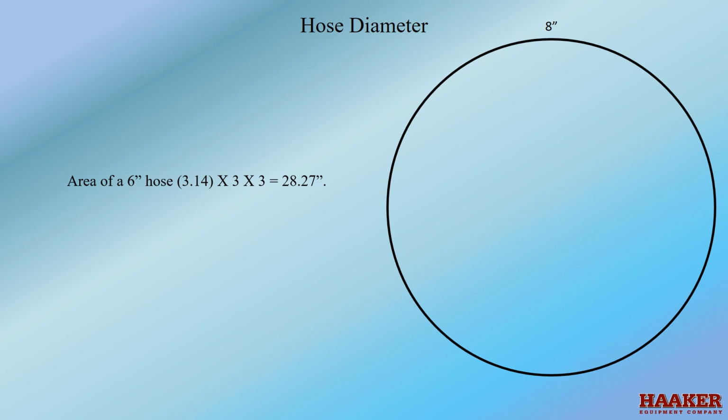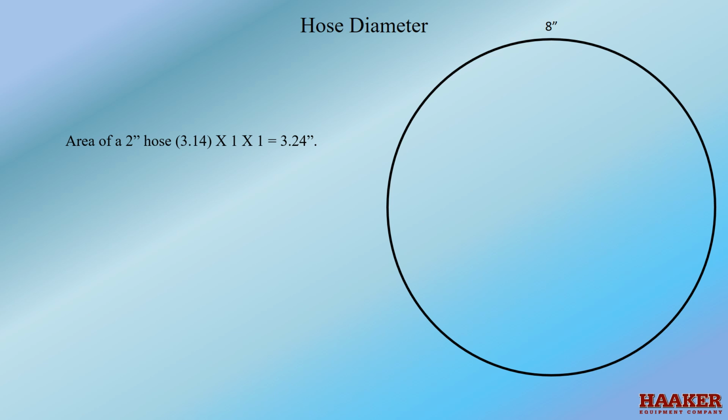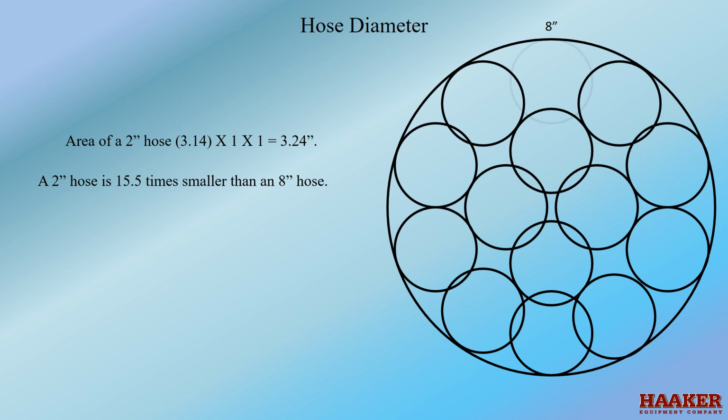The area of a 6-inch hose: 3.14 times 3 times 3 equals 28.27 inches. A 6-inch hose is 1.77 times smaller than an 8-inch hose. Area of a 2-inch hose: 3.14 times 1 times 1 equals 3.14. A 2-inch hose is 15.5 times smaller than an 8-inch hose. The point is, use the largest diameter hose that you can.